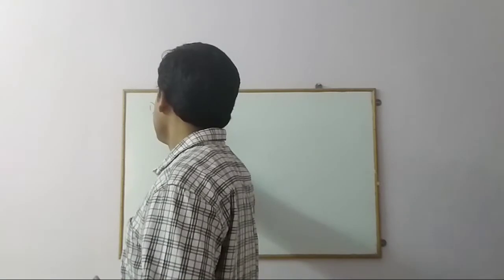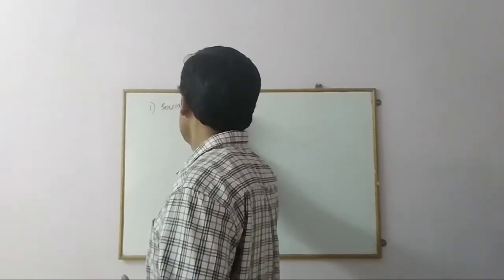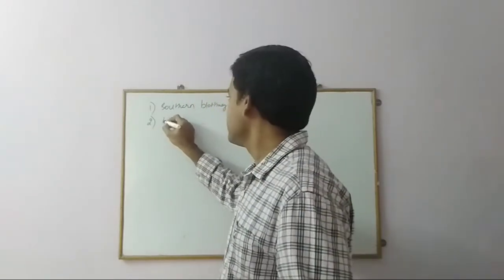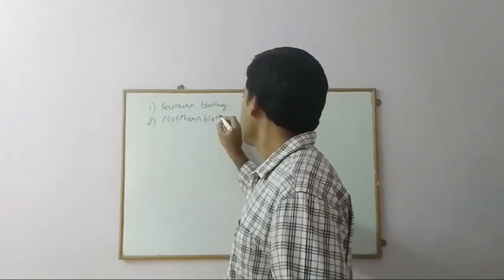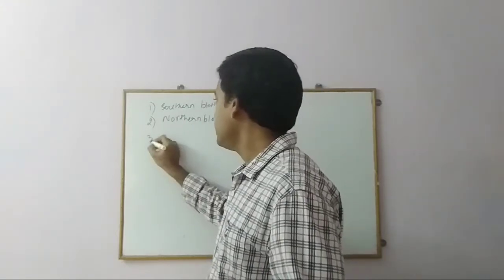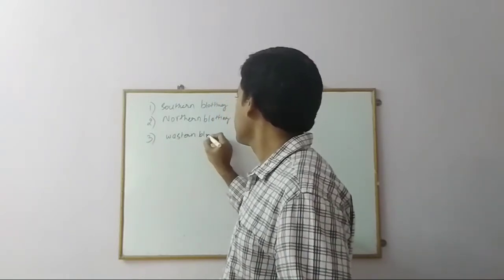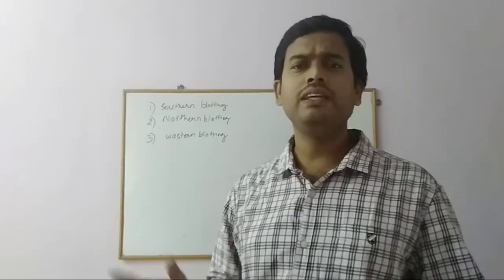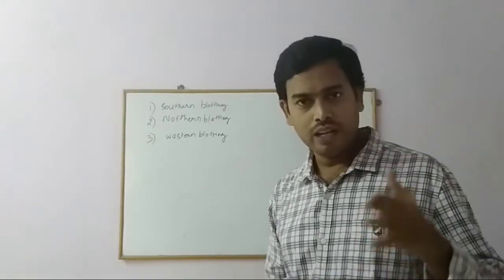The three techniques are Southern blotting, Northern blotting, and the third one is Western blotting. These are called the basic blotting techniques that are quite commonly used in molecular biology.